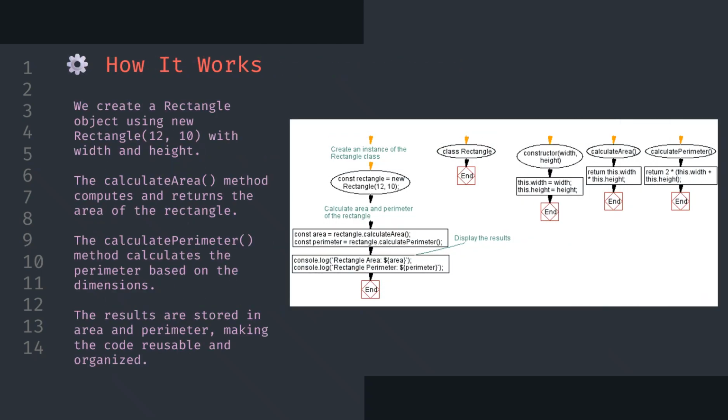We create a rectangle by calling new Rectangle with width 12 and height 10. Then we store the results of both calculations in variables area and perimeter. It is simple, clean, and reusable. Now let's take a look at what the actual output would look like.